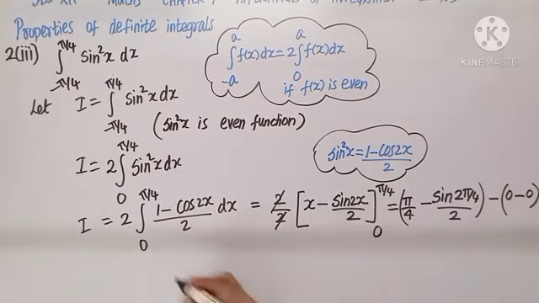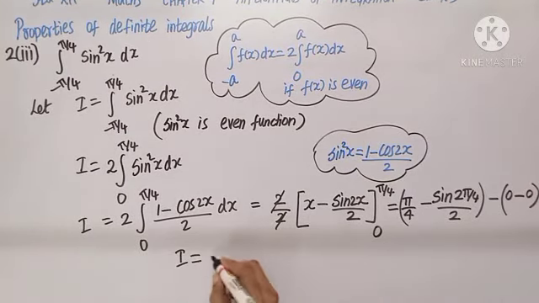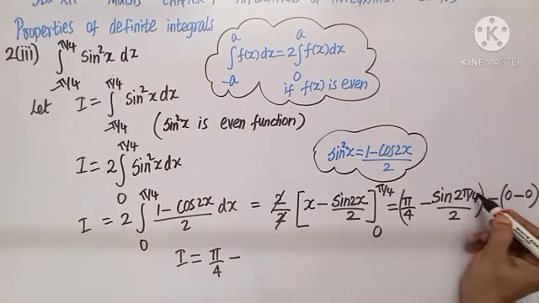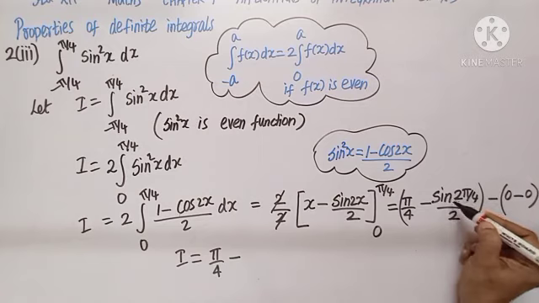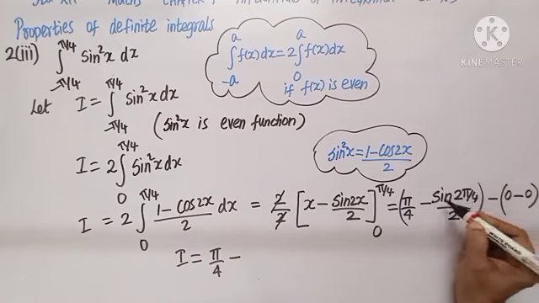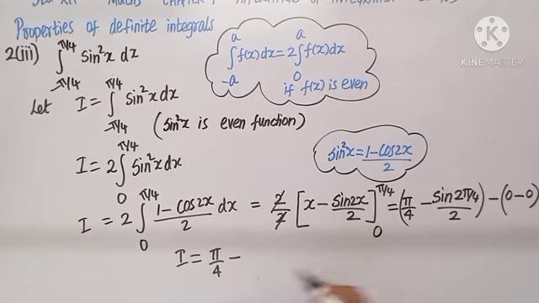Simplifying this answer, I equals pi by 4 minus, 2 cancels here, giving us sin 90, sin pi by 2. Sin pi by 2 is 1. So I get 1 by 2. Leave the answer like this, or taking LCM, it is pi minus 2 by 4, and that's the final answer.